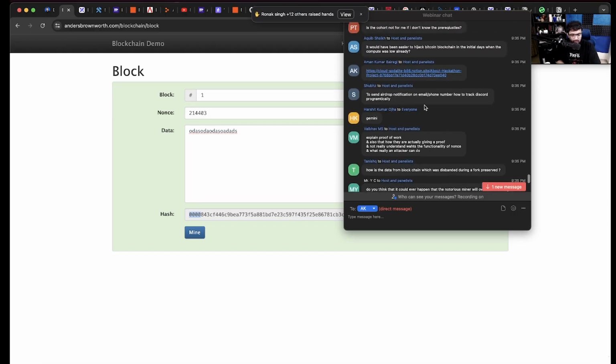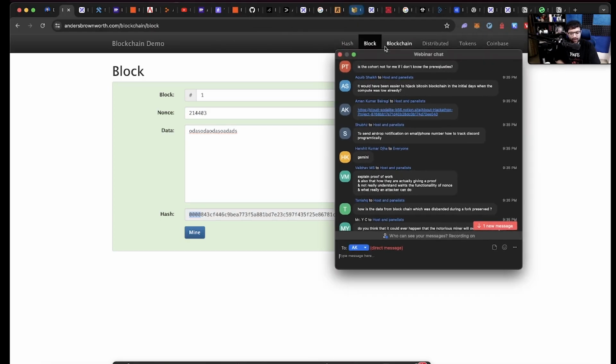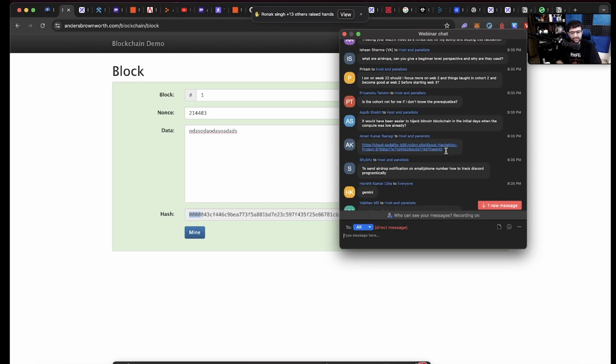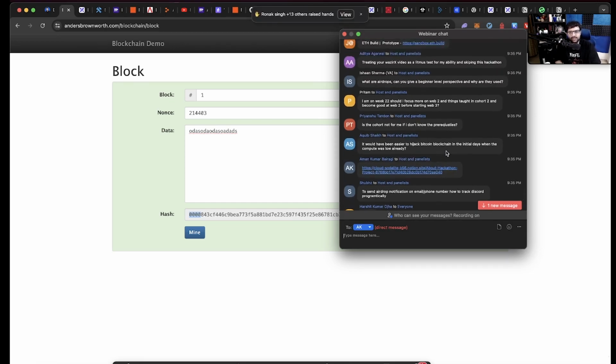To send airdrop notifications by email or phone, how do we track Discord programmatically? You can't do it automatically. You need to hire a moderator who sits on the Discord constantly, going through alphas and finding them. Yeah, that's the whole point, right? You're outsourcing Discord presence over to someone else.